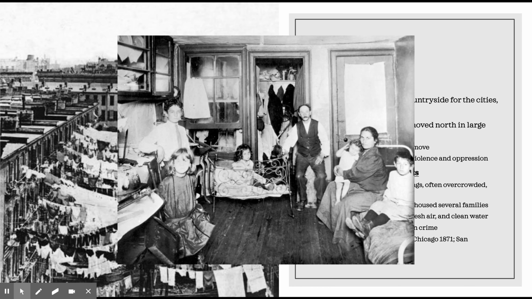And then here is an image of what it would have looked like inside one of these tenement buildings. Notice how many people are in the photo. You got a very large family, and you don't really see any windows going outside. So it would have been very, very dark on the inside of these tenements, right?